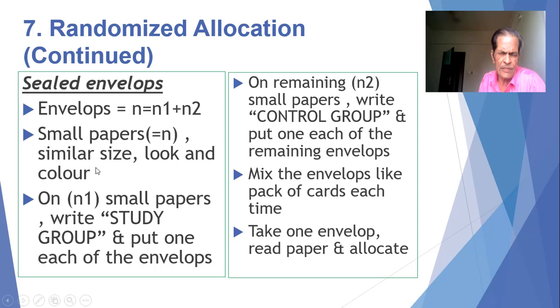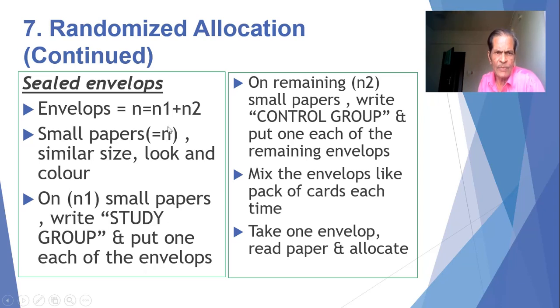These papers should be of similar size, look and color, and they should be small enough that we can write on them and put them in a small envelope. So on n1 number of these small papers, we write study group and put them one each in the envelopes.